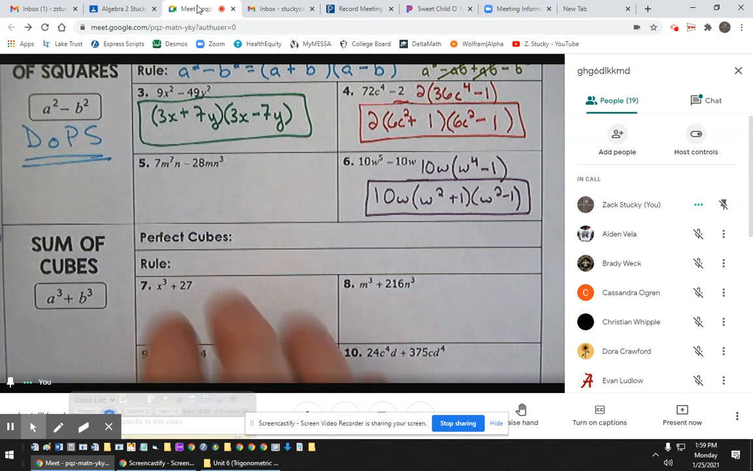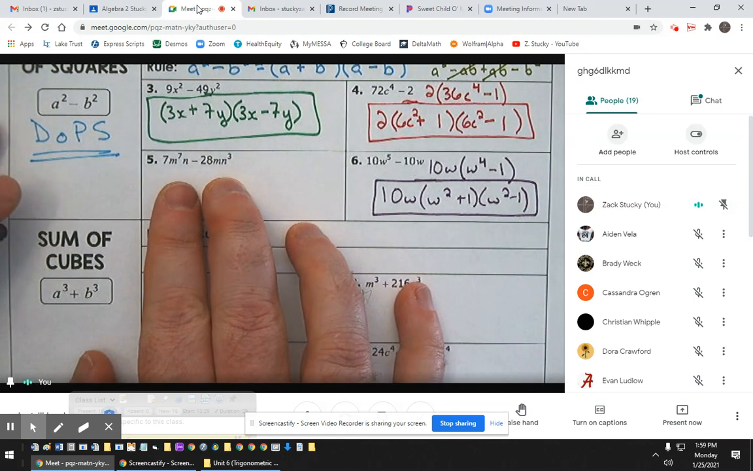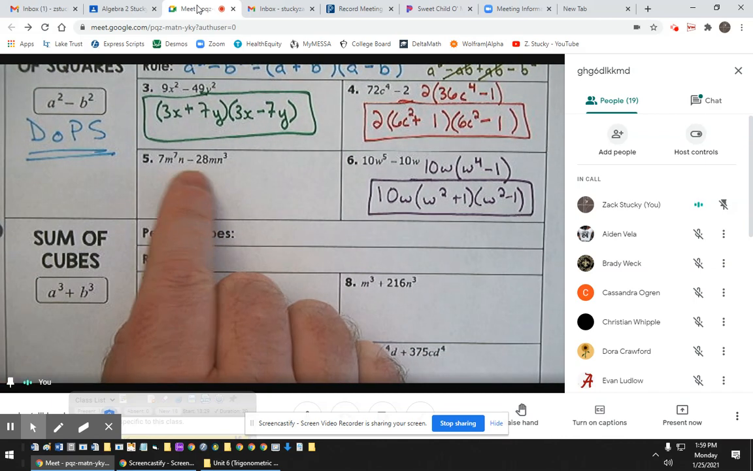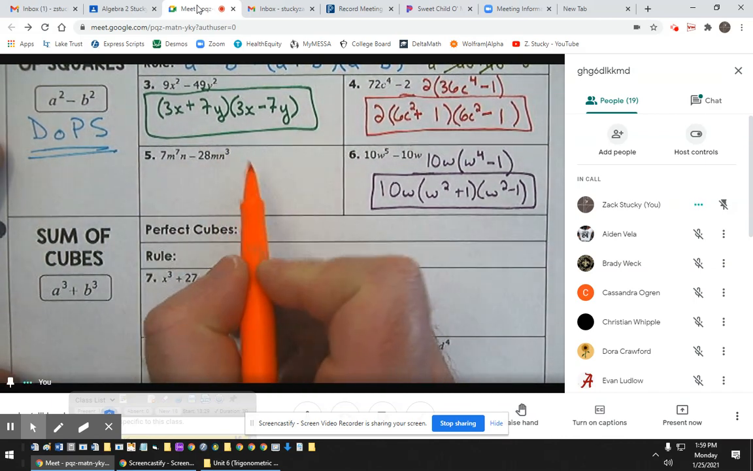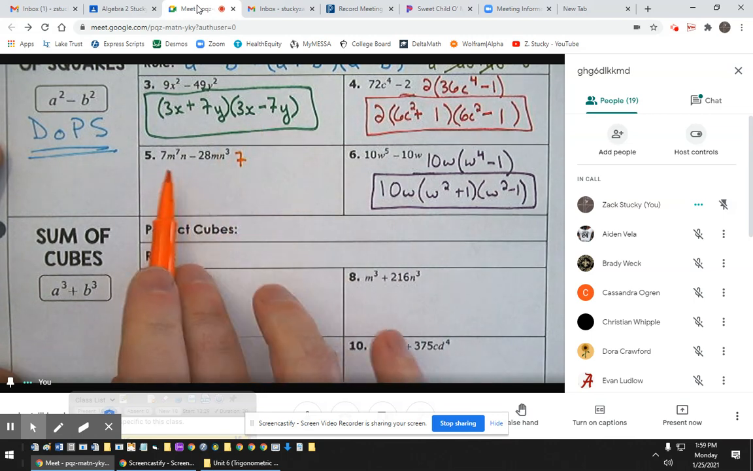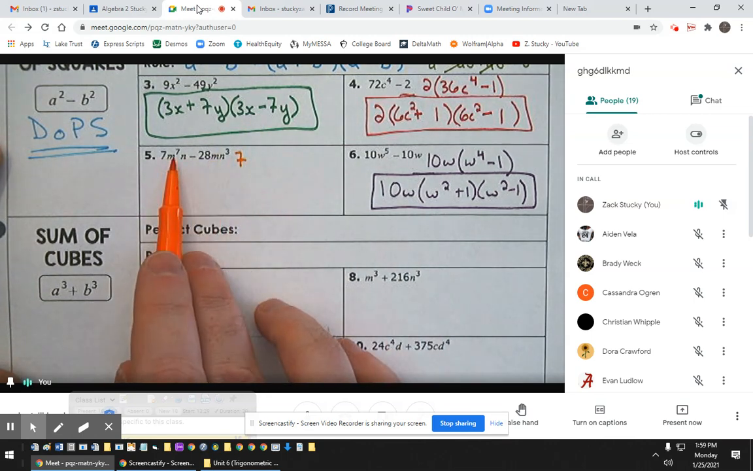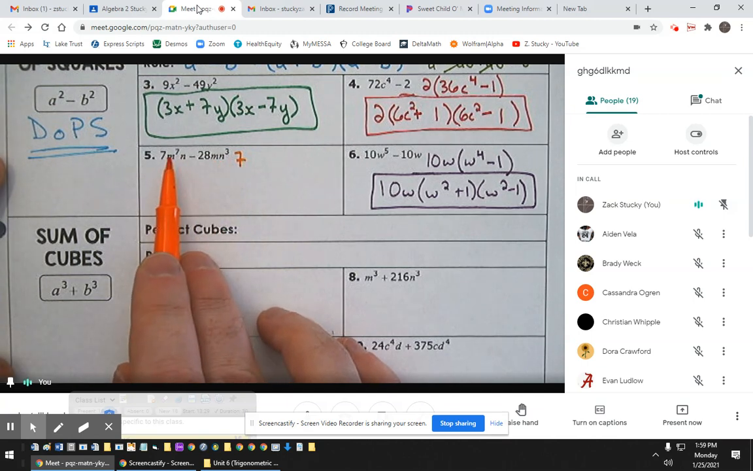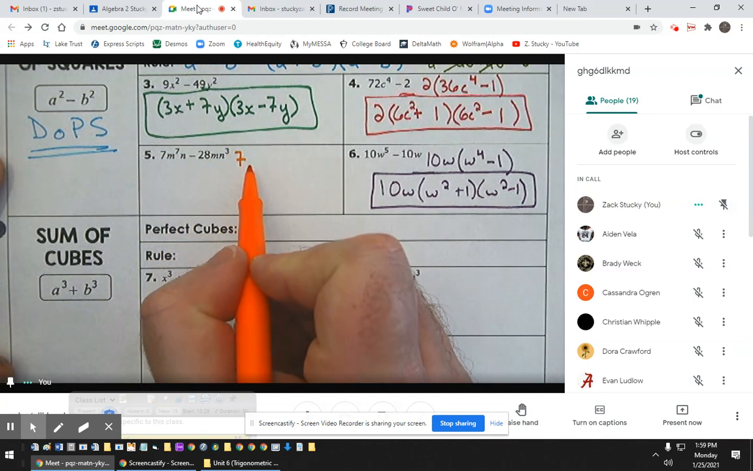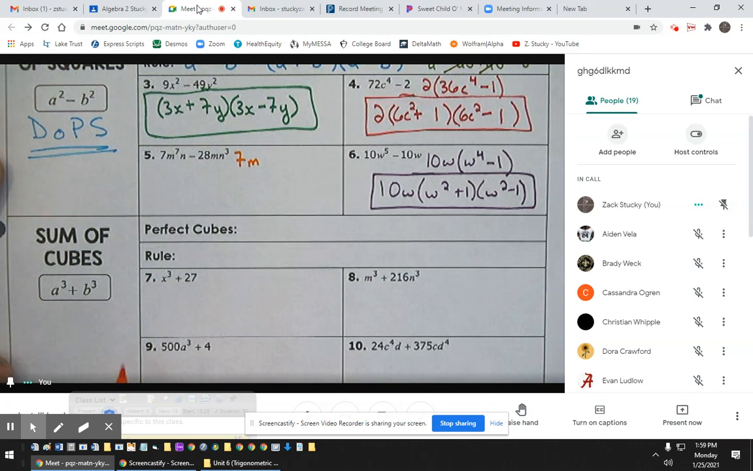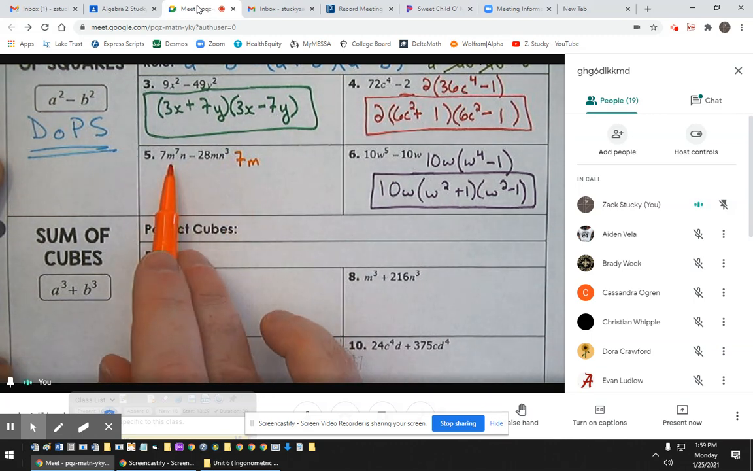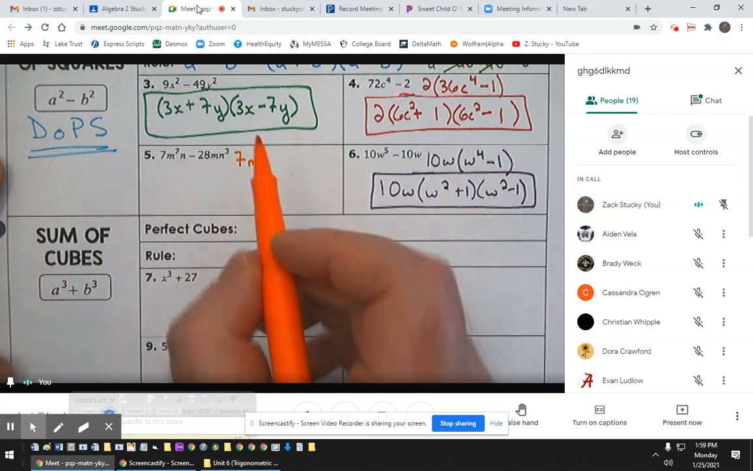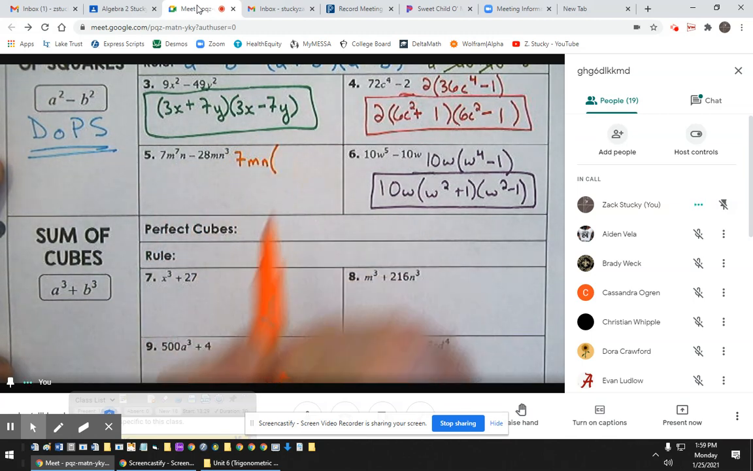Okay, let's go back and do number 5 together, just because the m's and the n's could be a little bit confusing. What does 7 and 28 have in common? 7. How many m's do we have in common? We have 1. There's 7 m's here. There's 1 there, which means I can take out 1. How many n's do we have in common? There's 1 here. There's 3 there, so the smaller amount is 1.